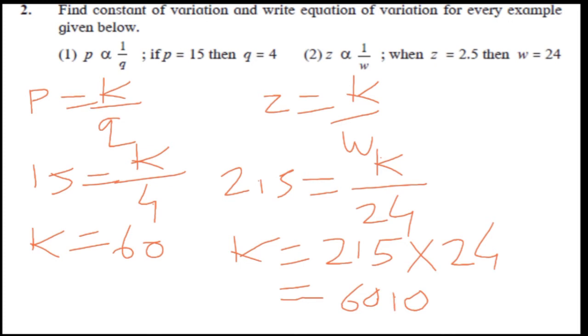Equation of variation. P is equal to K upon Q, means PQ is equal to constant, and value of constant is 60. Means first equation of variation is PQ is equal to 60, and here ZW is equal to 60. PQ is equal to 60 and ZW is also 60.